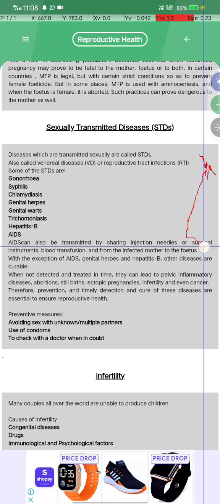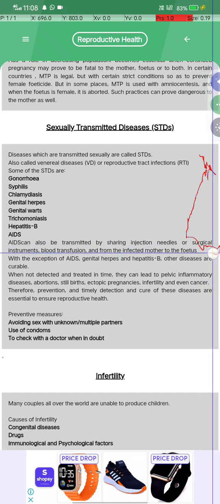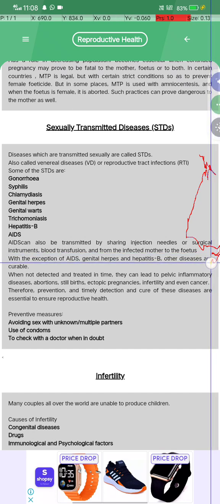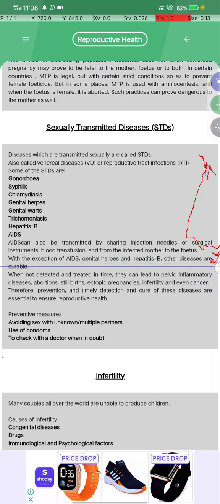AIDS can also be transmitted by sharing injection needles, surgical instruments, blood transfusion, and from mother to fetus. Except for AIDS, genital herpes, and hepatitis B, the other diseases are curable.